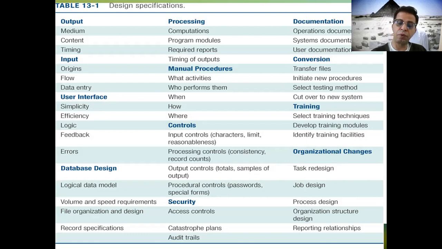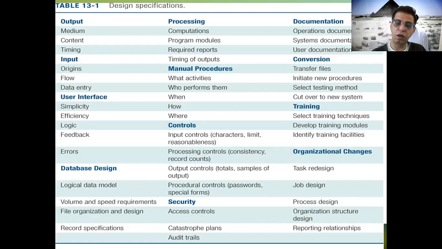And then the controls: the input controls, characteristics, limits, reasonableness. You look at the processing controls, the output controls, the procedures controls, and you look at the security part, which is access control. Maybe a catastrophe plan, audit trails, disaster recovery. Then in the documentation, you look at the operation documentation, system documentation, and user documentation. These are usually given to you when you start the work. And then you look at conversion: transferring files, initiating new procedures, selecting how you do the testing, and cutting over to the new system.